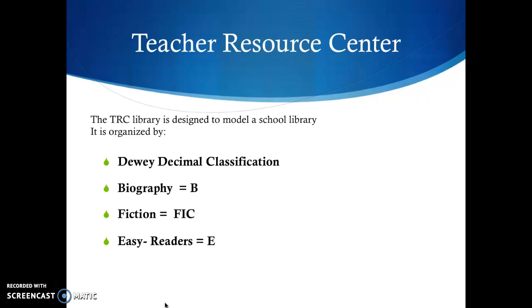All right, for the Teacher Resource Center, we have designed a special, unique way that we classify our books. We do use the Dewey Decimal classification, but we also have different ways to classify other books. For biography, we have a biography section. Those books are going to start with the letter B instead of the numbers. Fiction books in our library are going to start with FIC instead of a Dewey Decimal classification number. Easy readers, we classify with an E, so that's how you will find your easy readers.